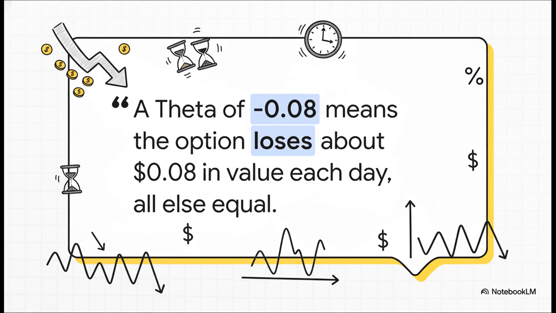And here's what that looks like in the real world. A theta of negative 0.08 isn't some abstract number. It literally means that if nothing else changes, by this time tomorrow, that option will be worth 8 cents less per share. It transforms that vague feeling of time is running out into a precise, measurable, daily cost. That is the power of using a derivative.